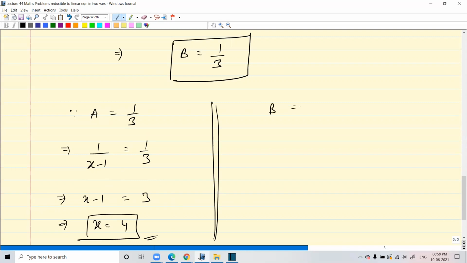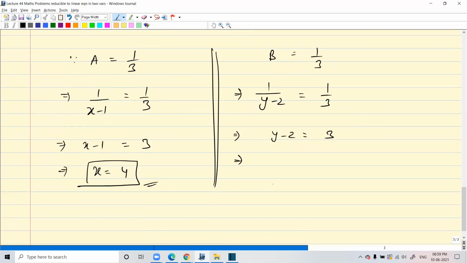Same way, b is equal to 1 by 3. What it means, it is 1 by y minus 2 is equal to 1 by 3. Is that right? It was y minus 2 only, right? So y minus 2 is equal to 3 then. So if anyone does not understand a step, you will tell me. Actually, these are simple equations. That's why I don't want to explain this too many times. So if you need help, you'll stop me, okay? So y minus 2 is 3, and then y is equal to 5. So that is your answer. x equal to 4 and y is equal to 5.